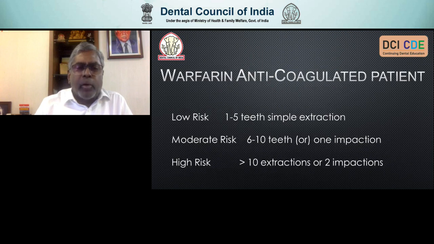And then they came out with some recommendations. They classified what is a low risk treatment, moderate risk, and high risk. Low risk was 1 to 5 teeth simple extraction. Moderate risk was 6 to 10 teeth, and high risk was more than 10 extractions.